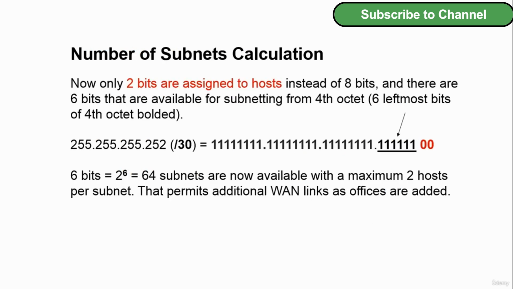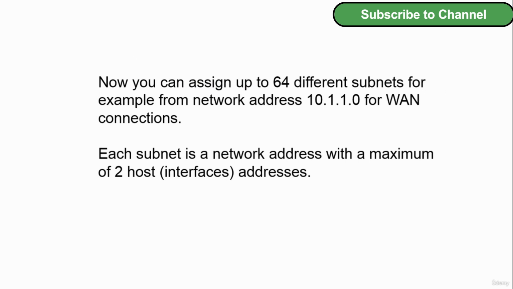So there's the 2 bits available for hosts and 6 bits available for subnetting. 2 to the 6 is 64. So that's just very standard network design right there. So you've got 64 subnets I'm going to assign or create from that one Class A address for WAN connections.